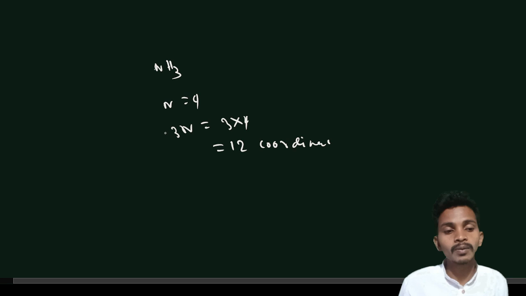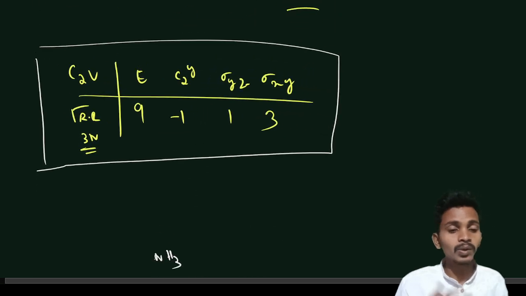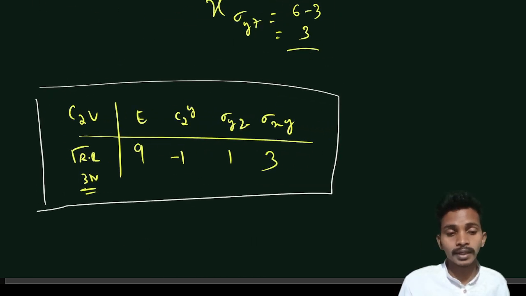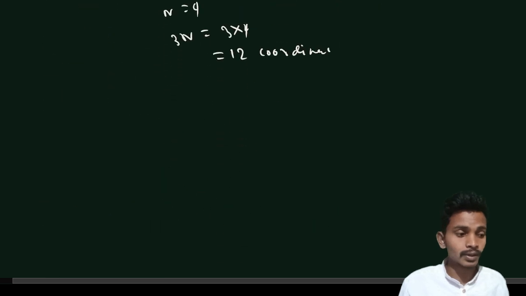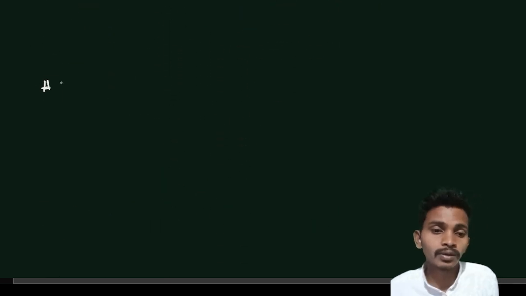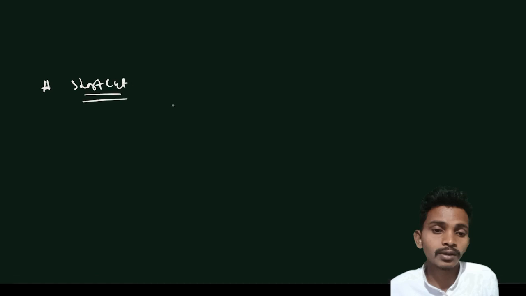So everywhere if you do the same things, it will take a lot of time. So for that we use the shortcut. We will not use this formula all the time. This is just for understanding. So we will use only the shortcuts. How to do the shortcuts?